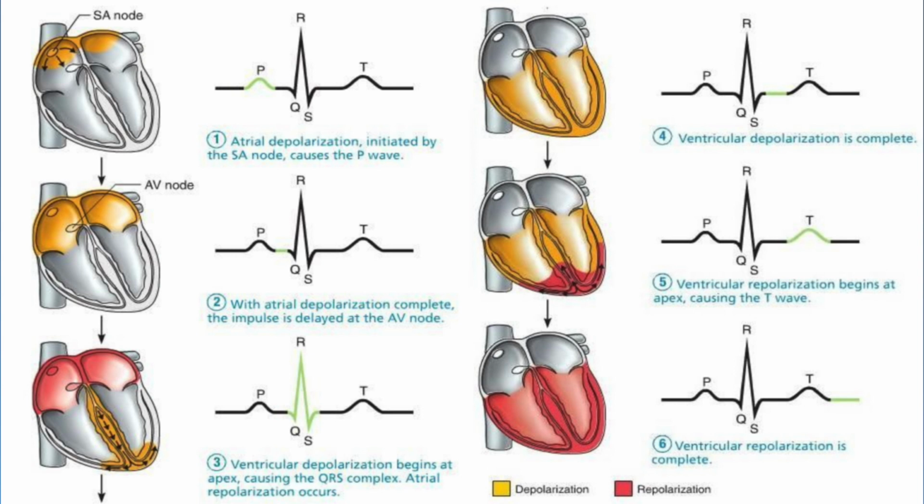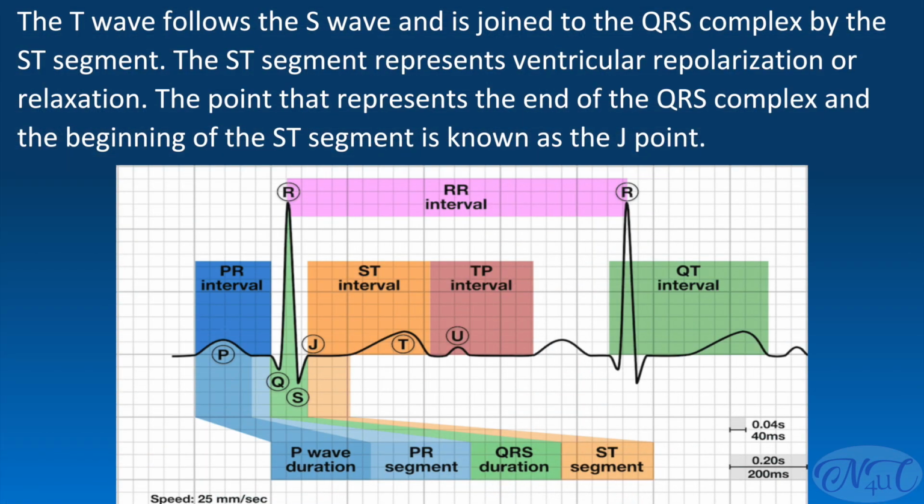Atrial repolarization also occurs but is not visible on the ECG because it occurs at the same time as ventricular depolarization, that is the QRS. The T wave follows the S wave and is joined to the QRS complex by the ST segment. The ST segment represents ventricular repolarization or relaxation. The point that represents the end of the QRS complex and the beginning of the ST segment is known as the J point.